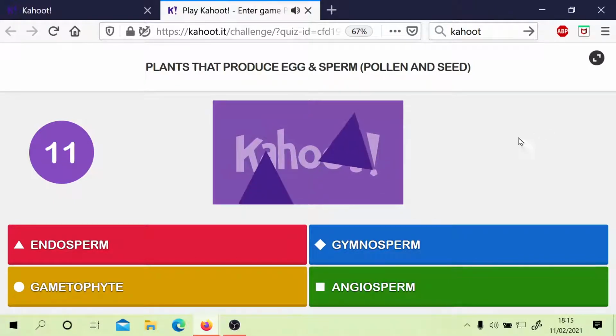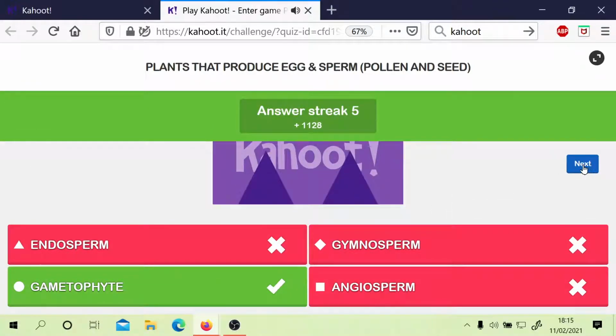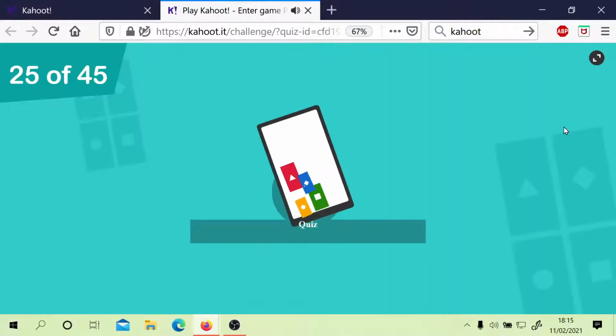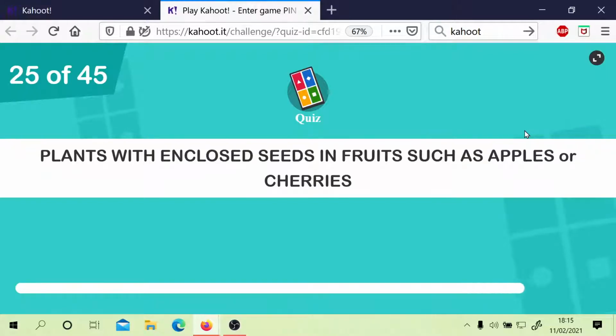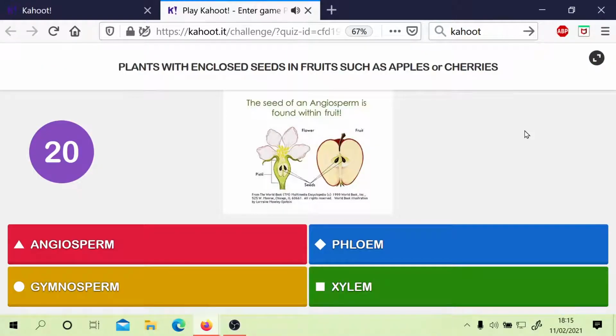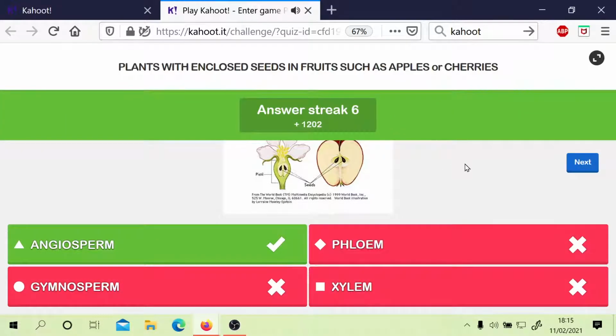Egg and sperm. I got that one. It's because I know the word gamete, right? Plants with enclosed. Isn't that an aggregate fruit? No. So any enclosed seed, like an apple or a cherry, is an angiosperm. Okay.